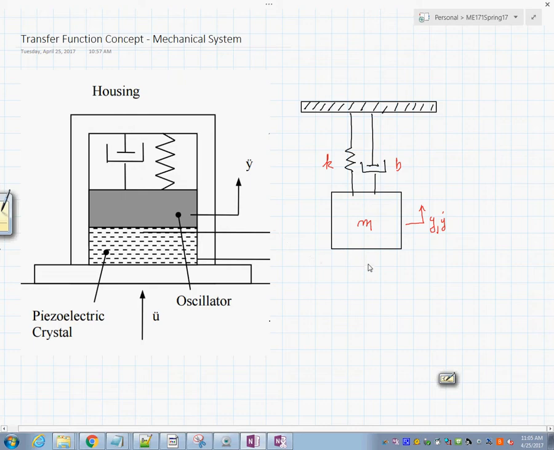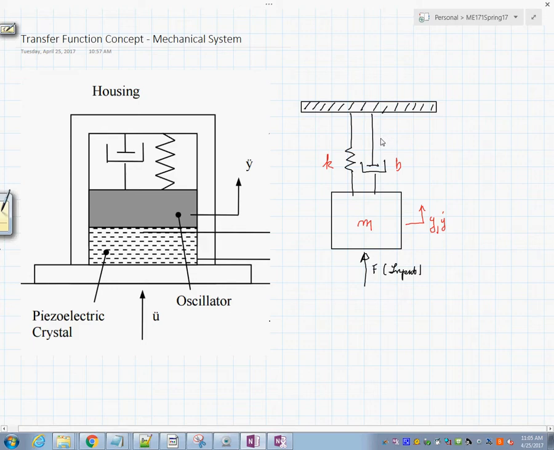Okay, so in here we are going to define, for the sake of example, a force input. I could put a force or a velocity input in here, but let's do a force input to illustrate what the concept is. So let's say this is F. So this is my input to the system.